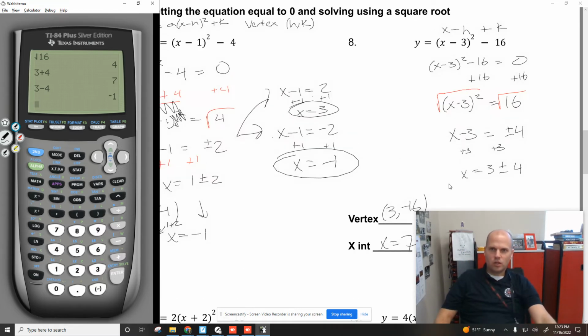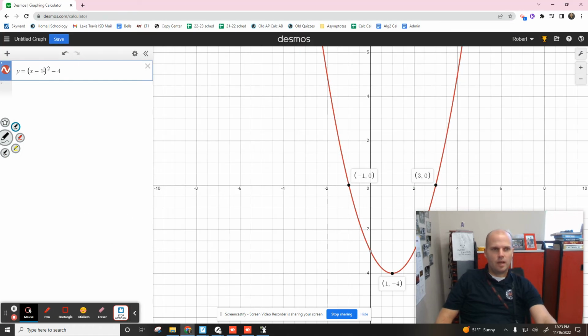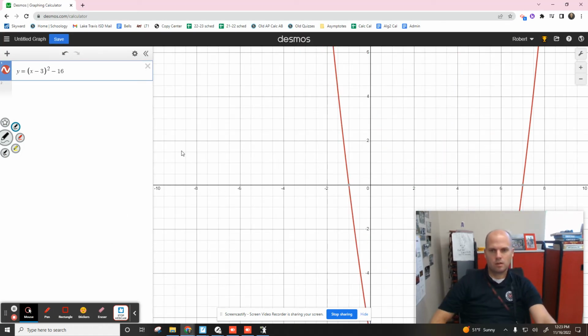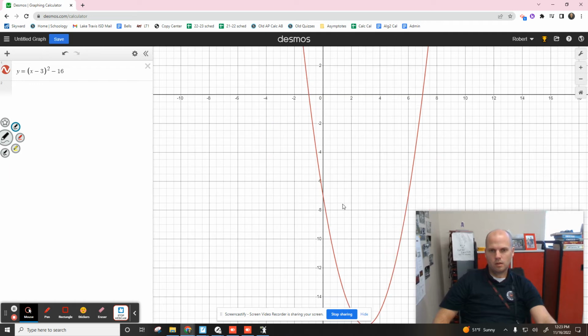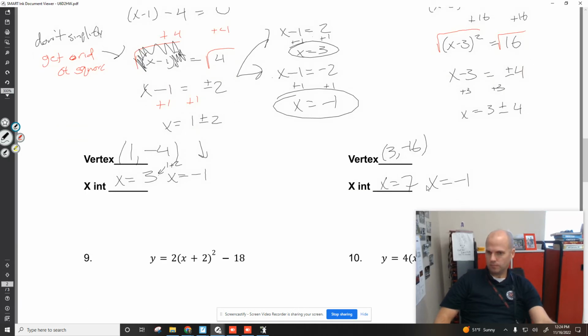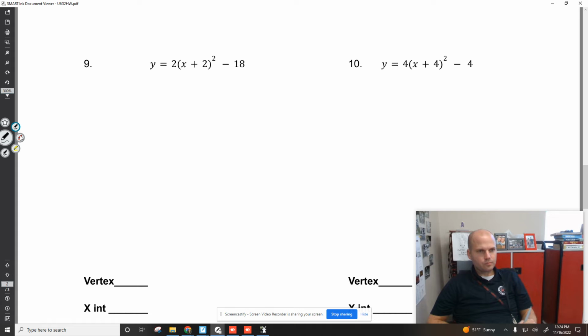Okay? Look at our handiwork. It's a beautiful thing. X minus 3 squared minus 16. There's my vertex at 3, negative 16. There's my x-intercepts at negative 1 and 7. Okay? All right, I'm not going to show you anymore. We're just going to do the problems.